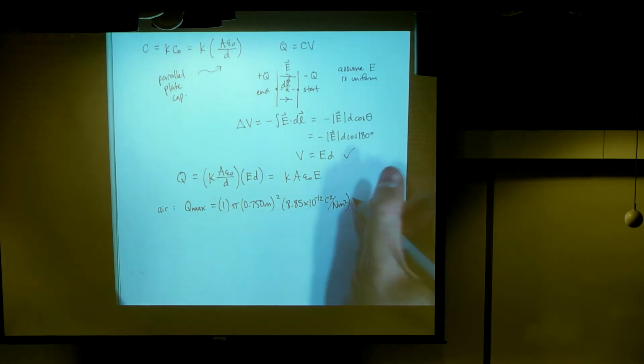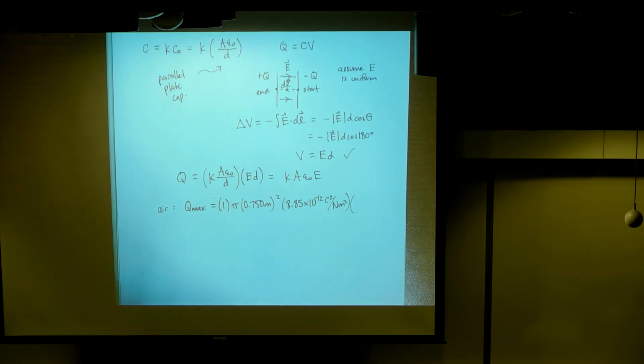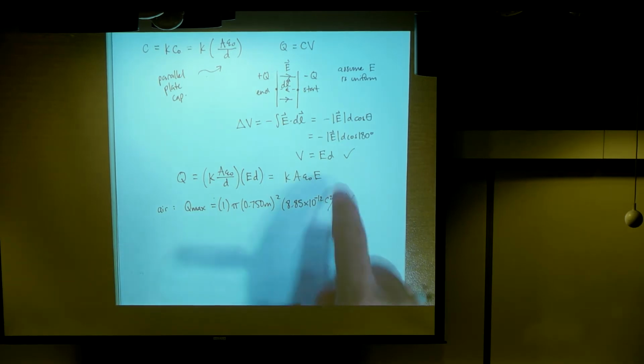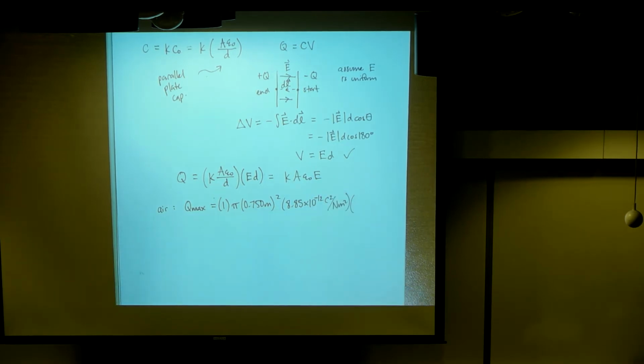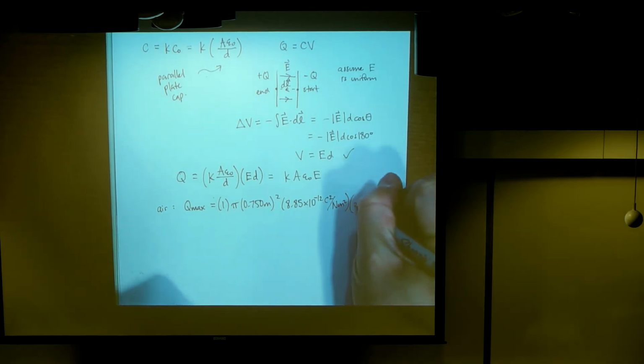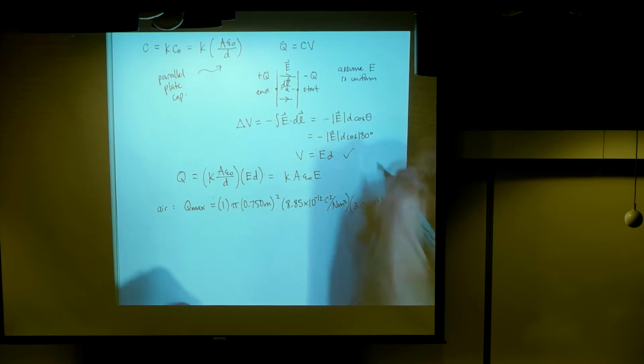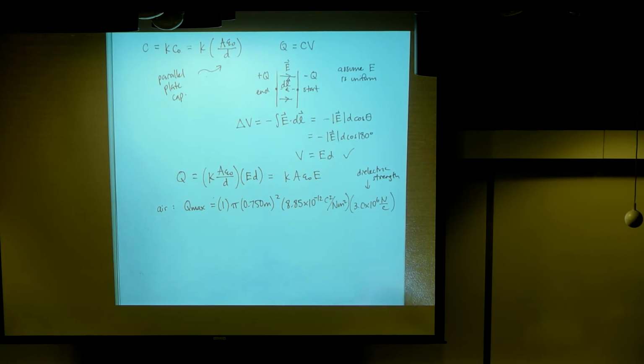And then E. That's our dielectric strength again. So for air, what goes in for E? Is it 3 times 10 to the 6? Yeah, that's where we have 3 times 10 to the 6 newtons per coulomb. That's the dielectric strength. Okay? Could someone crunch those numbers for me and tell me what it comes out to?